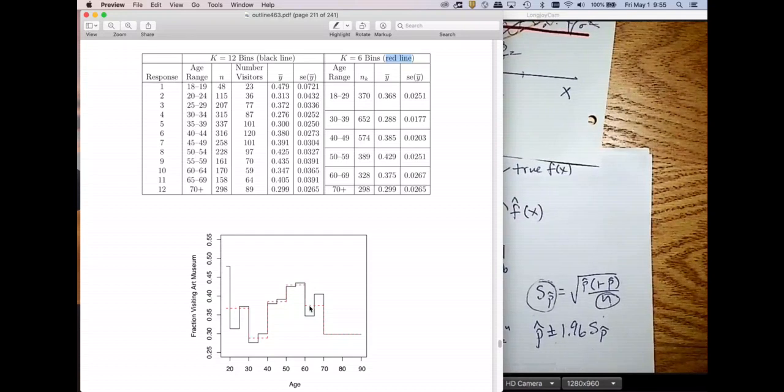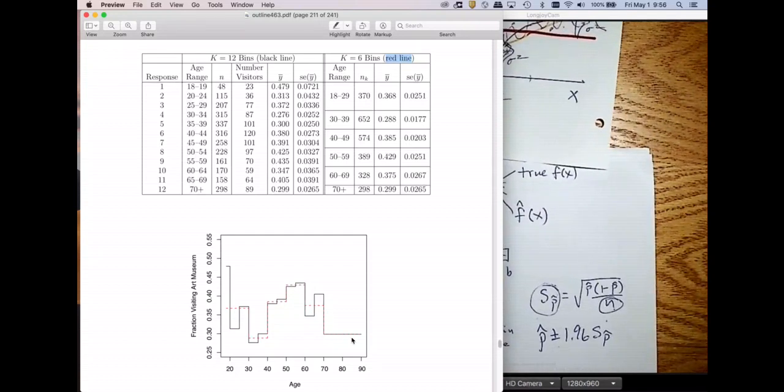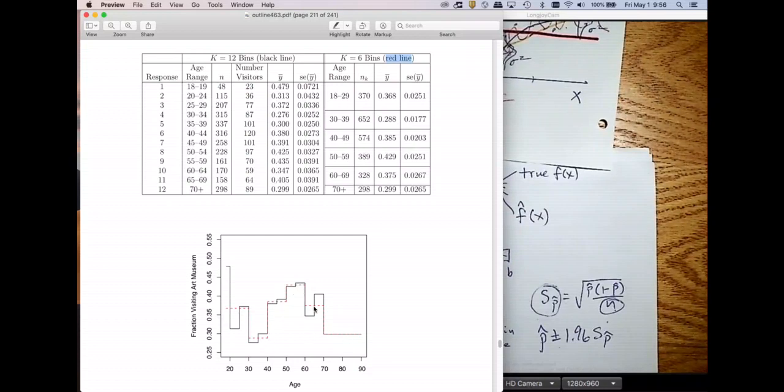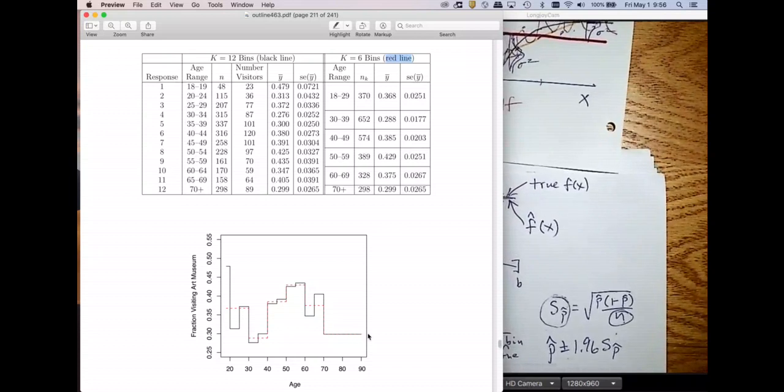But then at some point you get too old to deal with all the fuss. Like when you're 70 plus, maybe you don't want to deal with going into the city. This is in Chicago, by the way. And so the probability drops. But I find I can almost approximate a nice smooth function here with fewer bins. Okay, so that's the idea of a bin smoother.